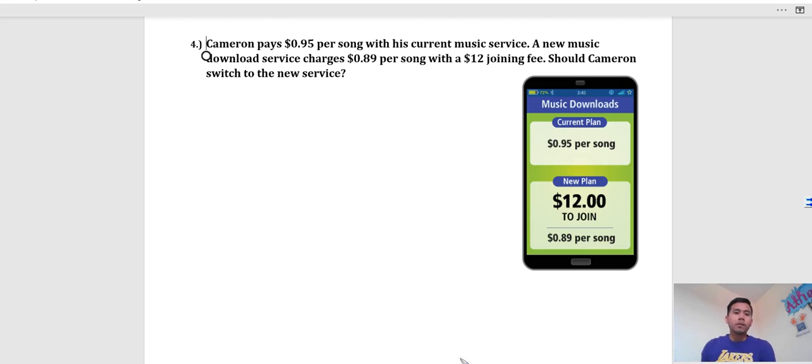Cameron pays 95 cents per song for his current music service. A new music download service charges 89 cents per song with a $12 joining fee. Should Cameron switch to the new service? Let's answer that. First, we have to write an equation to represent when the cost for any number of songs, S, is the same for both services.